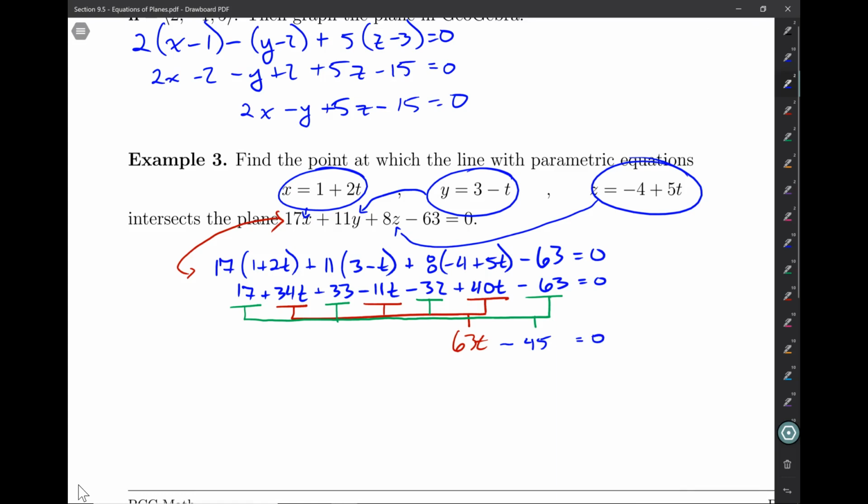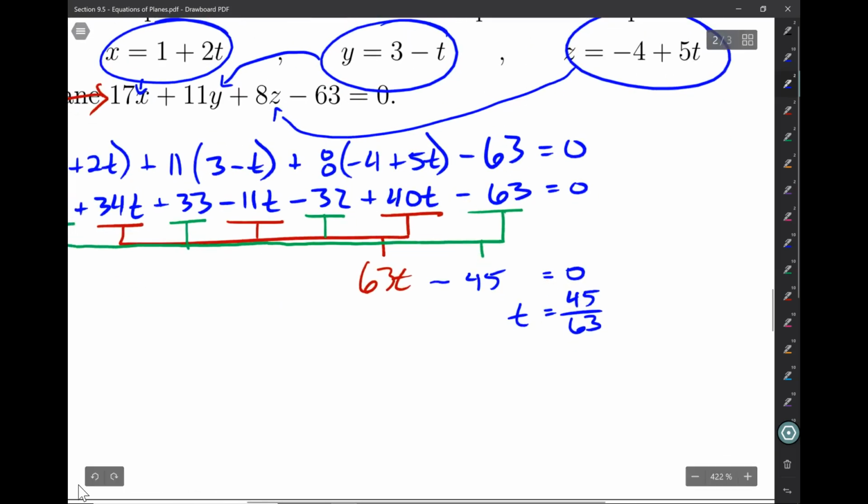From this equation, we can solve for t. If we add 45 to both sides and divide by 63, we get t is 45 over 63. We should always simplify our fractions. I know that 3 goes into both of these, so t should be 15 twenty-firsts. It looks like 3 still goes into that, so t should be 5/7.